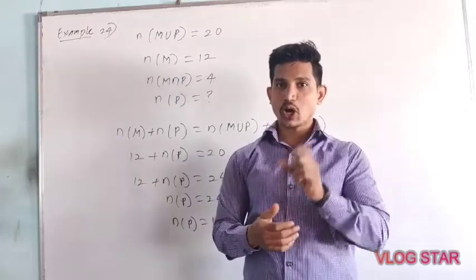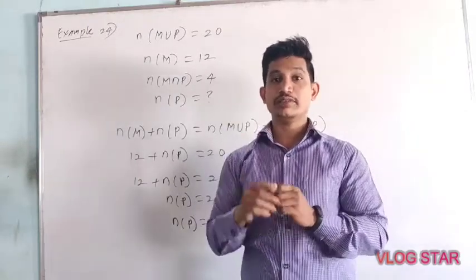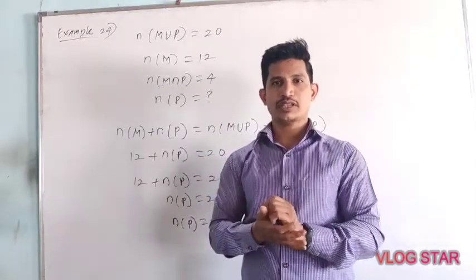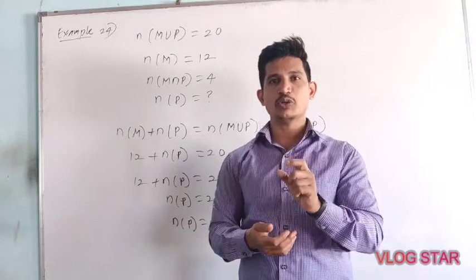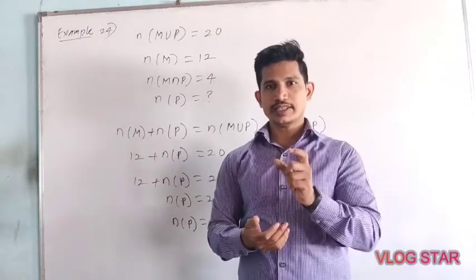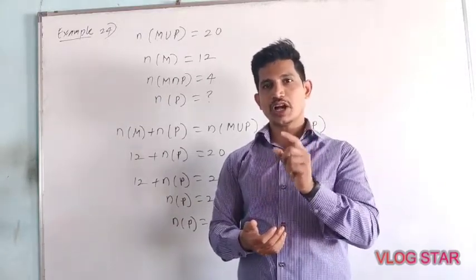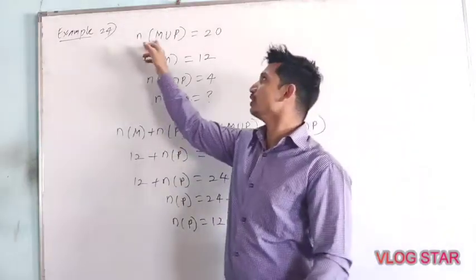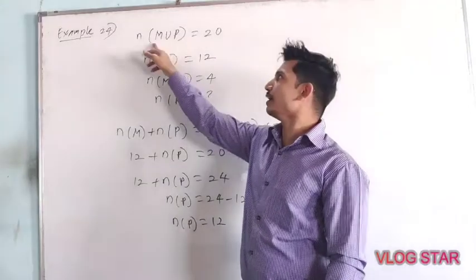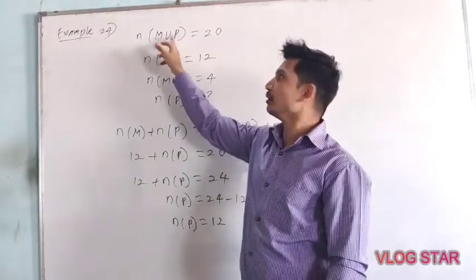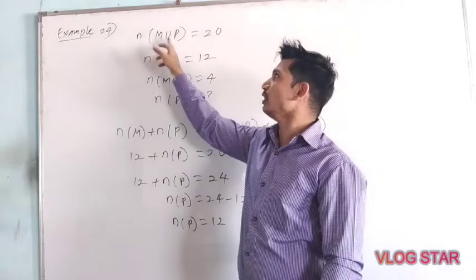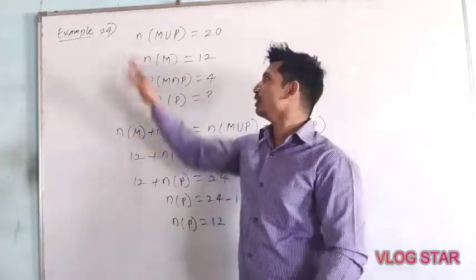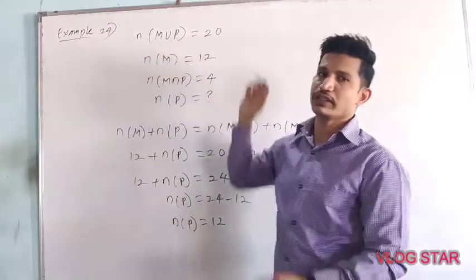Whenever "or" comes, it is a union. Whenever "and" comes, it is an intersection. And "or" "both". Whenever they say "or", it is called what? Union. So 20 teachers teach mathematics or physics. Mathematics or physics means M union P, "or" means union. How many are there? 20 teachers. So n of M union P is 20.